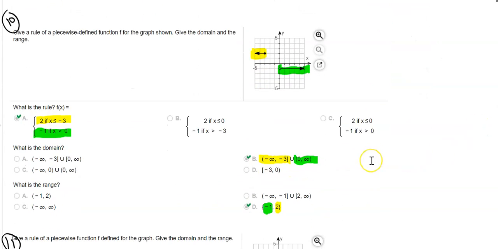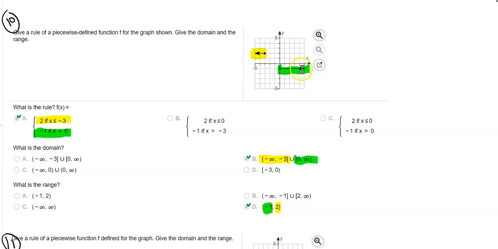More of the same with 10, except we're also looking at domain and range. So first we find the graph, we'll find the function that fits. So here we need y is equal to 2 when x is less than or equal to -3. So I have a closed circle here, and my x's are getting smaller there. And then x is greater than 0, my y is -1. I have an open circle, and there we go.